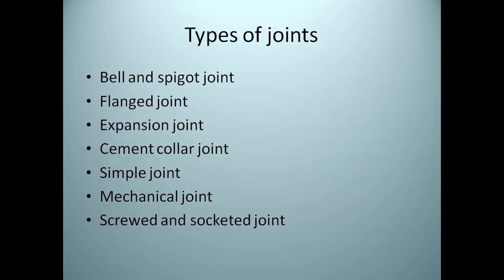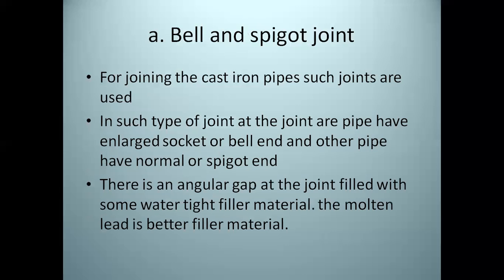There are seven types of joints. First is the bell and spigot joint. Second is the flanged joint. Third is the expansion joint. Fourth is the cement collar joint. Fifth is the simple joint. Sixth is the mechanical joint, and seventh is the screwed and socketed joint. Please remember these types of joints. It is also important for the exam.